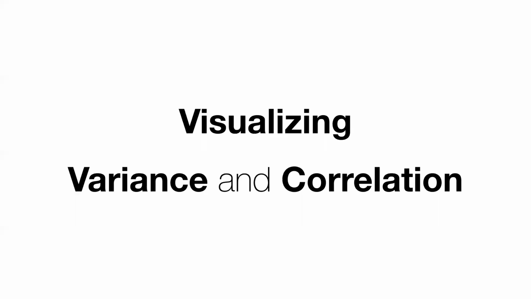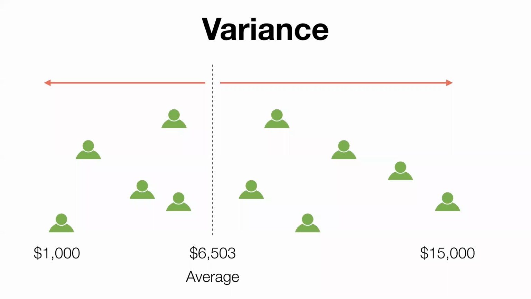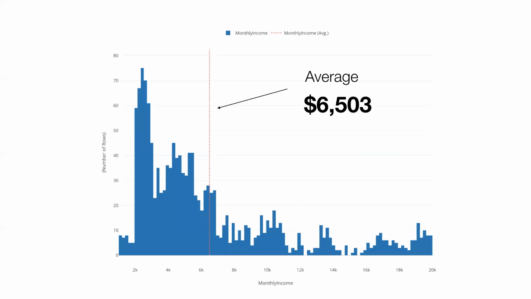Okay, so visualizing variance and correlation. First, let's start with visualizing the variance or variation. Data varies, right? When you have, say, a monthly income, it is never just one single number. Some people make 1,000, some people make 15,000. When you visualize it using a histogram, the average is maybe around here, indicated by this red dotted line, but as you see, there's a bunch of different monthly incomes that people are making.